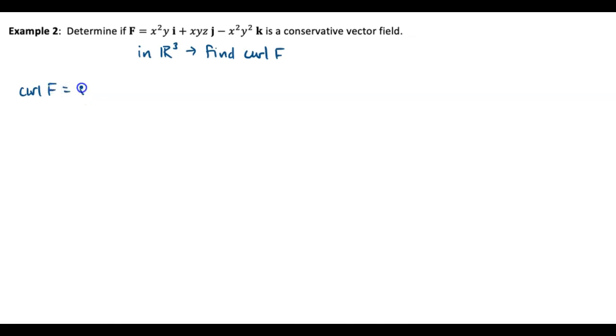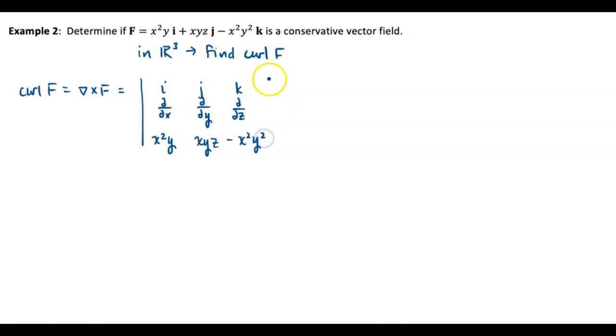is just the cross product of del and F, which is equal to this determinant of i, j, and k, of the partial with respect to x, so the components of this del, the partial with respect to y, and the partial with respect to z, cross product with the components of F, which are x squared y, xyz, and negative x squared y squared.